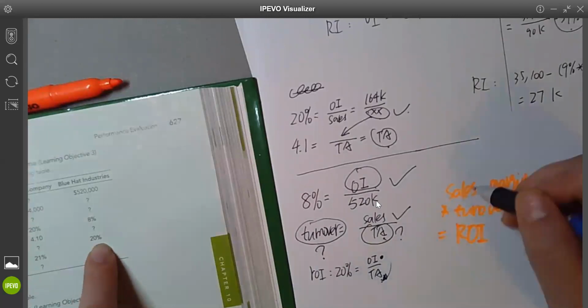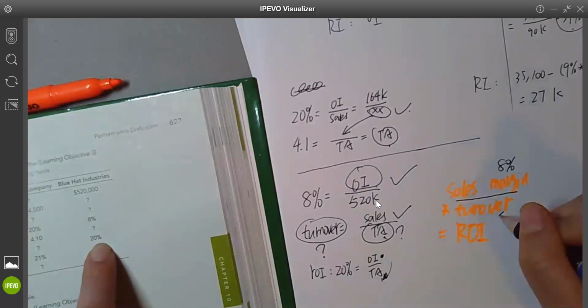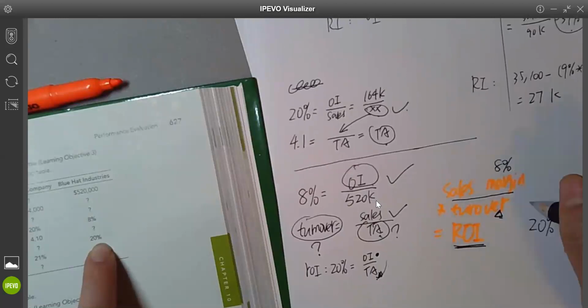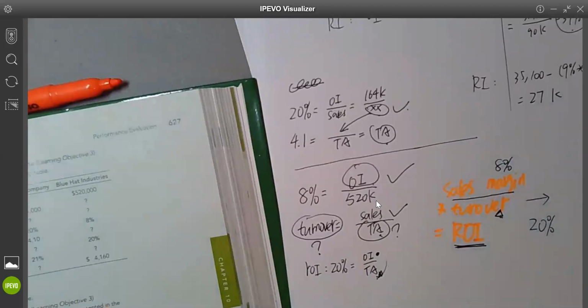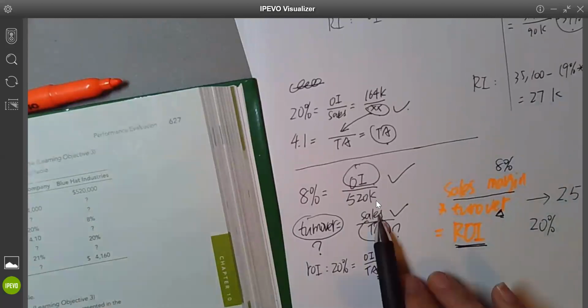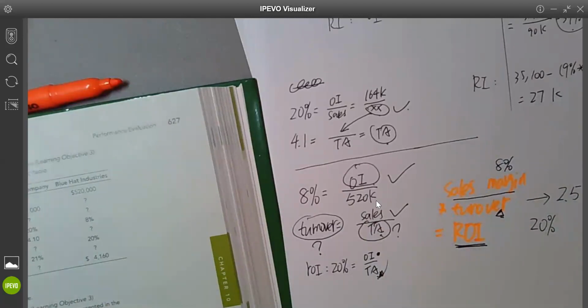Or you said sales margin is 8%. I don't know this turnover ratio, but I know my ROI is 20%. So my turnover has to be what? 20 divided by 8, which is 2.5, right? So turnover must be 2.5. Then you can put the 2.5 there, and since you already have your sales, you can calculate your total assets there. So different ways. I really think it's a good question because it helps you play with all the numbers.